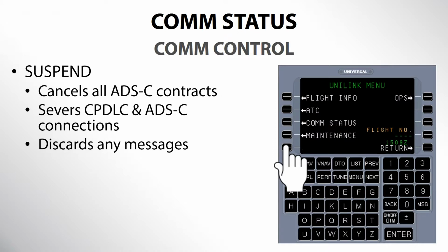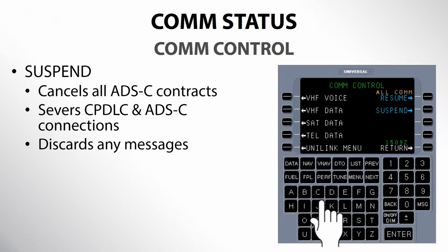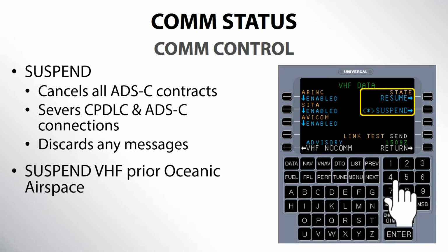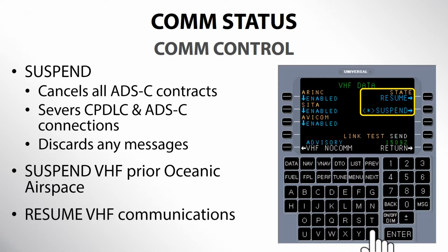Let's go back to the COM control page. Let's now look at the VHF data page. Each individual media data page has a state function that allows the same resume or suspend status to be set just for that specific media link. Prior to entering oceanic airspace and loss of VHF communications, the crew should manually suspend VHF using the VHF state function. The crew must manually resume VHF communications when re-entering a VHF available region.